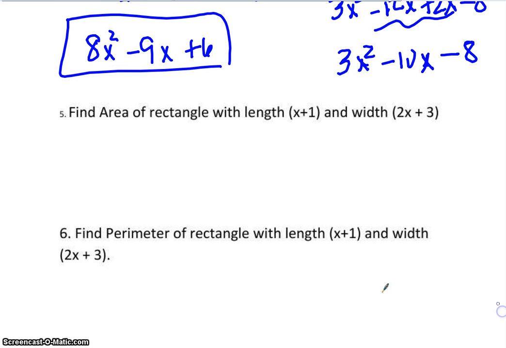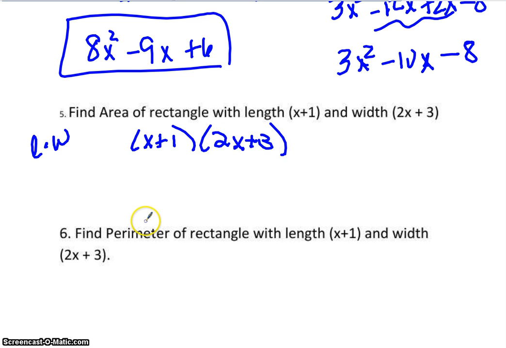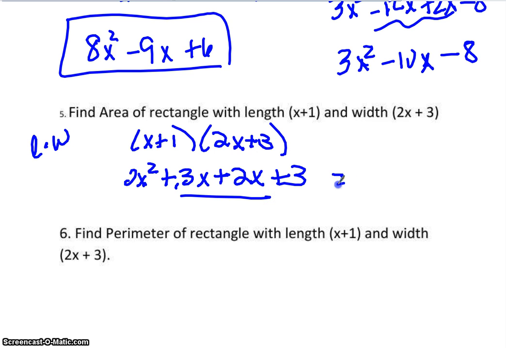Number 5, find the area of a rectangle with length x plus 1 and width 2x plus 3. This is how they're going to give it to you on the end of course test. They want you to have to think a little bit. We know the area is the length times the width. That's all there is to it. So x plus 1 times 2x plus 3, and it turns into a problem just like number 4. So don't let the words confuse you. X times 2x is 2x squared. X times 3 is plus 3x. 1 times 2x is plus 2x. And 1 times 3 is plus 3. The 2 in the middle should combine. So this is going to give you 2x squared plus 5x plus 3 for your answer.